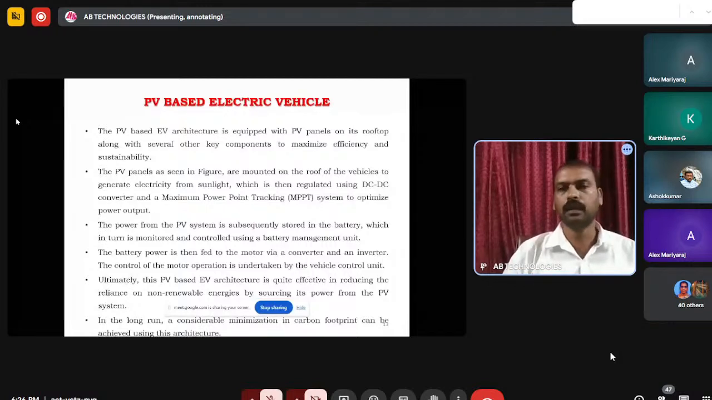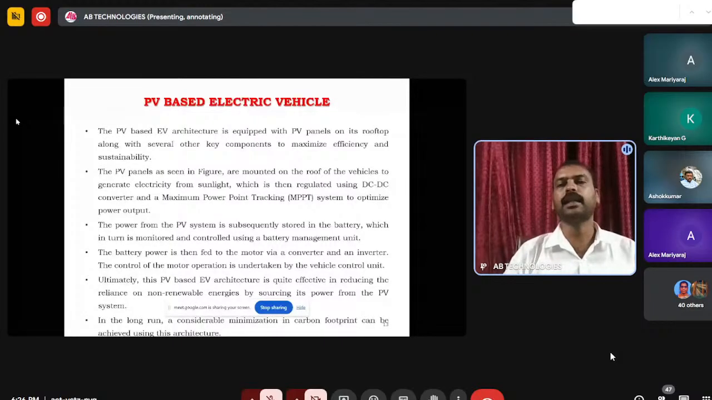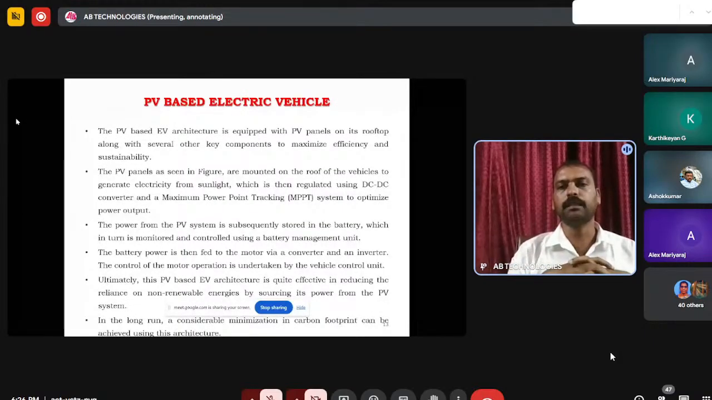Next, by using this converter, we can charge the battery. For that, we need one bidirectional DC to DC converter. During night time, it is not possible to get power from the PV system. So during daytime, we have to charge the battery, and during night time, that battery should be discharged, delivering the output power to the motor.